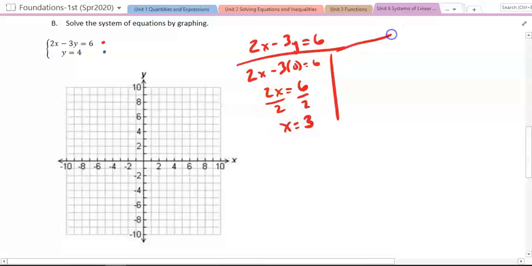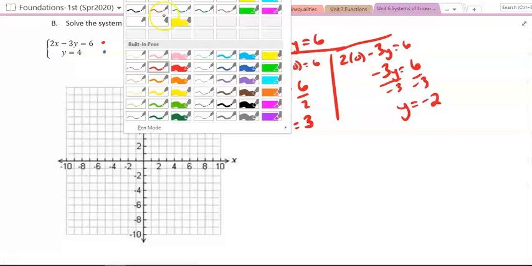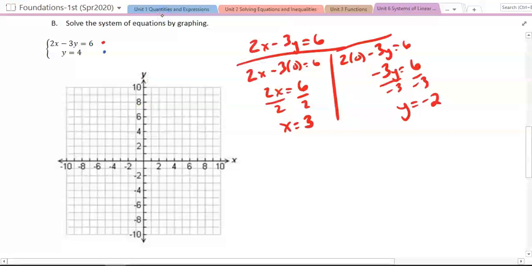And if I do it for the y, I'm going to plug in 0 for the x. That part cancels. Negative 3y is equal to 6. Dividing both sides by the negative 3 means that y is equal to negative 2. And so when I go to plot those 2 points on the coordinate plane, again, this is the ordered pair 3, 0. This is the ordered pair 0, negative 2. These are two separate points. Don't forget that when you're doing this.